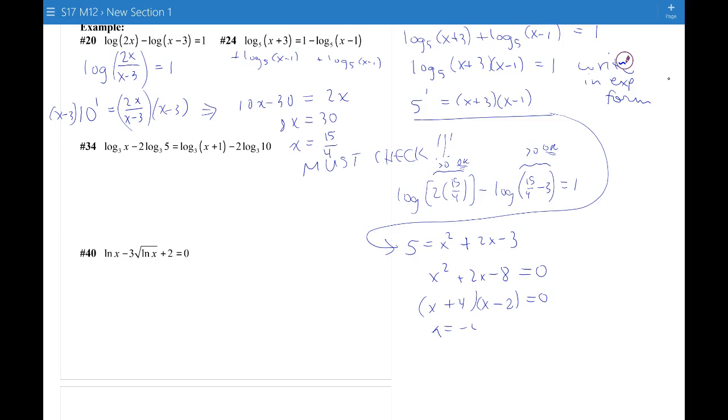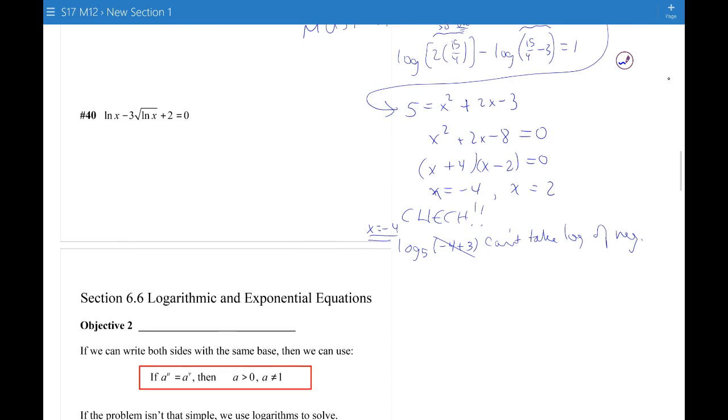So x equals negative 4 or x equals 2, but then you have to check in the original equation. So you're going to say log base 5, check x equals negative 4. Log base 5 of negative 4 plus 3, you can't take the log of a negative number. So that's not a solution.